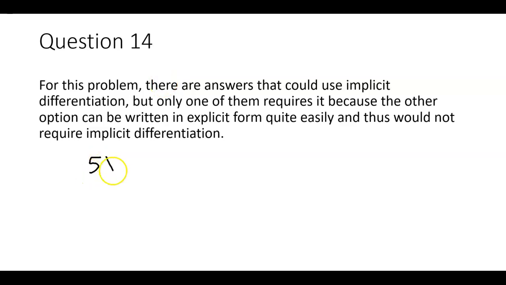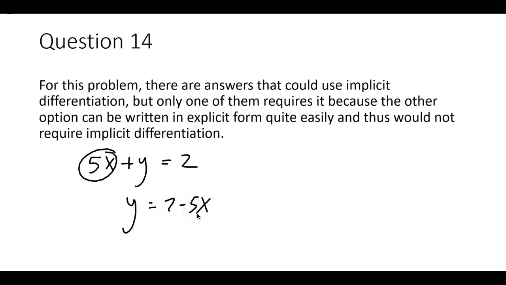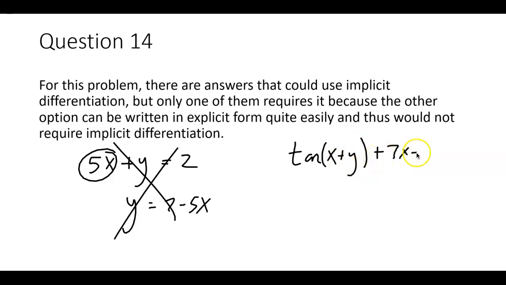If I gave you guys this, then you could do implicit differentiation with that. It wouldn't be a hard thing. All you'd have to do is move the 5x to the other side. And now it's an explicit function, and so you could just do a derivative like normal, okay? But there are some functions where you would not be able to do that. Like if I gave you guys something like this, tangent of x plus y, plus 3x minus y equals, let's just say 4.